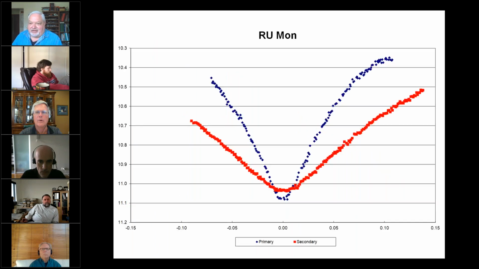And so when we look at the light curve, the primary in blue has a significantly shorter eclipse than the secondary in red. Now, sometime over the next 75 years or so, I expect these two light curves are going to equalize in duration and then reverse.